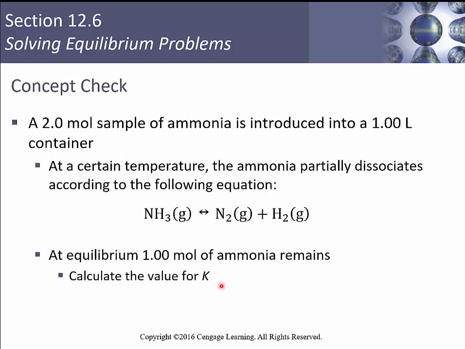Let's do a quick concept check. I've got a 2-mole sample of ammonia that's introduced into a 1-liter container. At a certain temperature, the ammonia partially dissociates according to the following equation, where our NH3 breaks down into nitrogen gas and hydrogen gas, and at equilibrium, 1 mole of the ammonia remains. So we're going to set up our initial balanced chemical equation, check, right? We're going to calculate the value for K. This is very much like what we did in class on our worksheet. So just double check. You should end up with a value of K of 1.69.